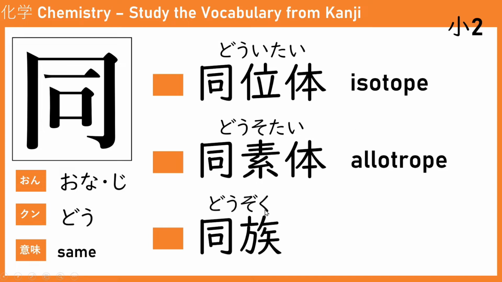This one is dōzoku. Zoku means group. So if you learn the word family, kazoku, zoku means group. The same group. For example, the same group 1, group 2, and group 18. In Japan, we got not group 8A, but group 18, which contains the noble gases, helium, neon, and stuff.